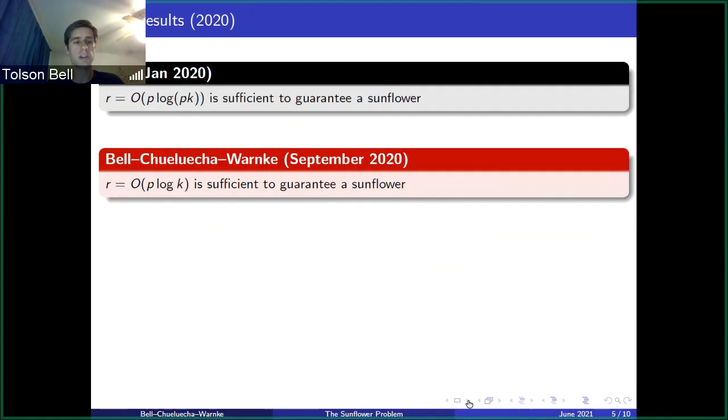Our improvement was that we improved from p log pk to p log k. So this isn't a crazily huge improvement, right? The thing is, we really still want to improve this log of k factor, right? That's the real hurdle. And so we didn't improve that. We just slightly improved the p dependency.